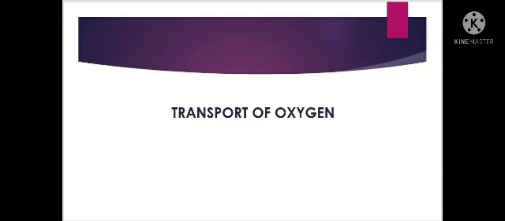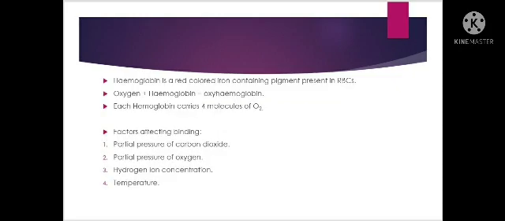Transport of oxygen. Hemoglobin is a red colored iron containing pigment present in the RBCs. When oxygen binds with the hemoglobin, it forms oxyhemoglobin. This is a reversible process.